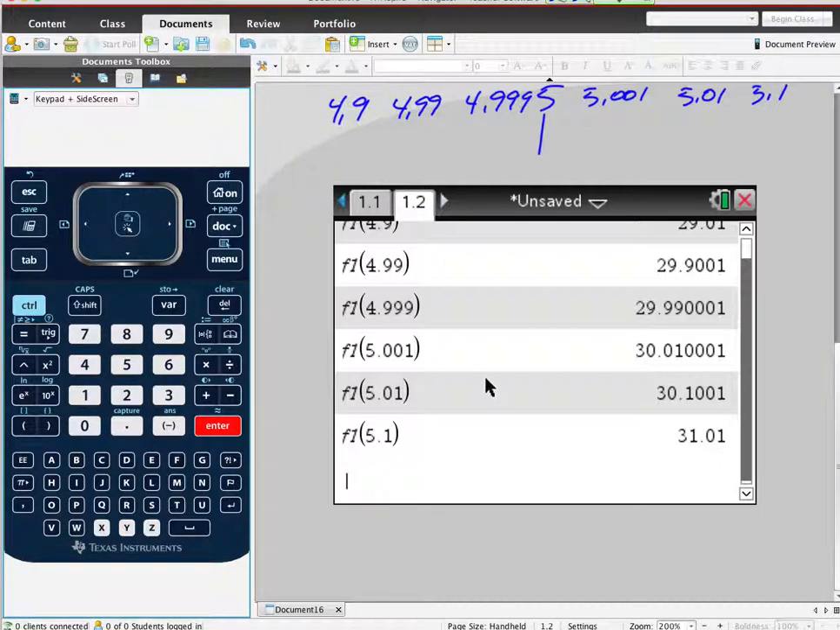Alright, so I have 29.01, 29.900. Is that a 9 or a 0 right here? That's a 0. So 29 point... I did something wrong. Something's wrong. No, that's a 9. No, it's not. Why am I getting those values? Oh, I'm plugging in. Why'd you guys let me screw this way up?